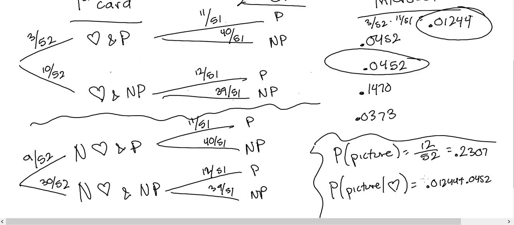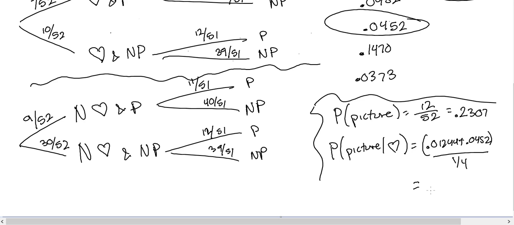So that's what I put on top. That's the probability of the intersection. Now divide by the probability of hearts. Let's see, probability of hearts is 1/4. Sorry, I had to stop and think about that. Which gives me 0.2306. Notice the difference between this and this is just rounding.